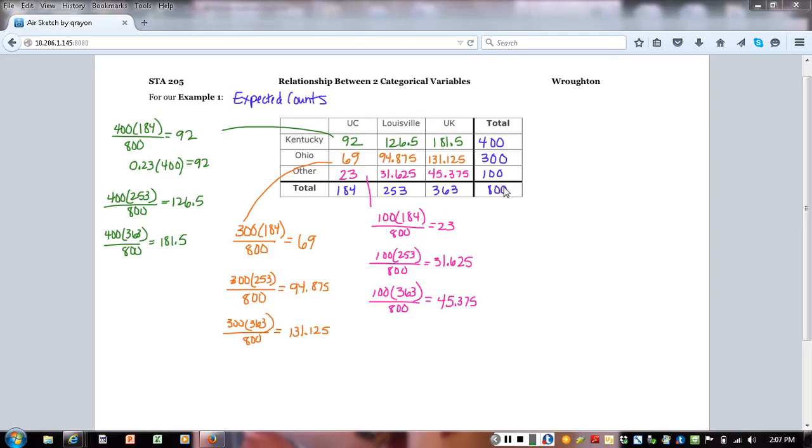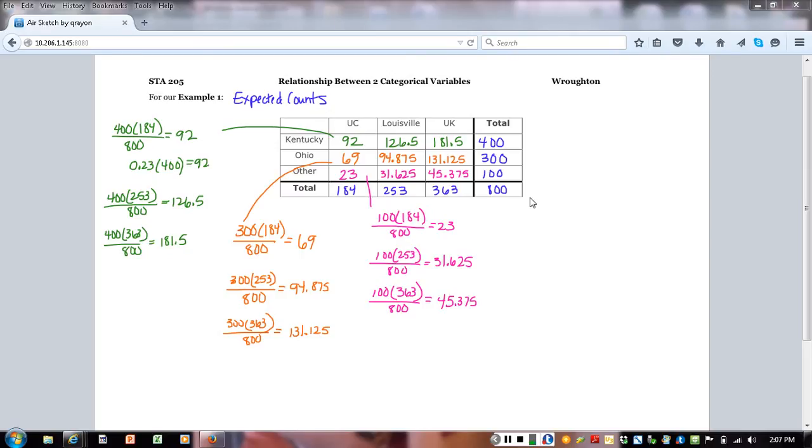So a new row total of 100. Same numbers there. And you should be able to add and double check, so all these should add to 400, 300, 100, 184, 253, 363. So they should still add up to be the totals that we see there as well. So that's what we expect to see if they are independent.